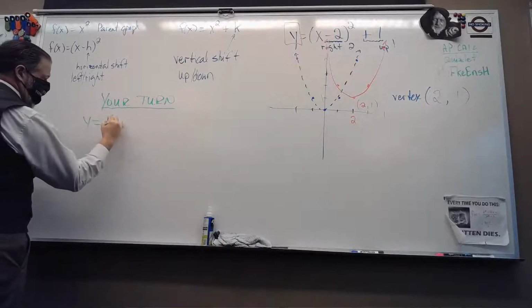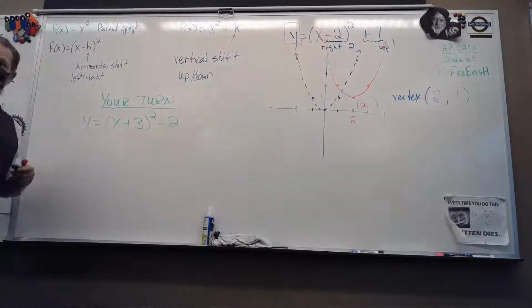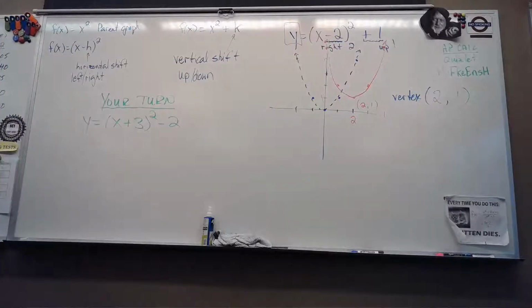Y equals (x plus 3) squared minus 2. Find the vertex, draw a quick graph. Don't forget, if you run out of paper, there's a giant pile back there for you.